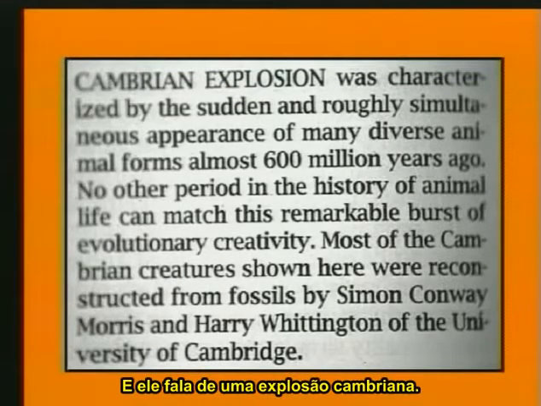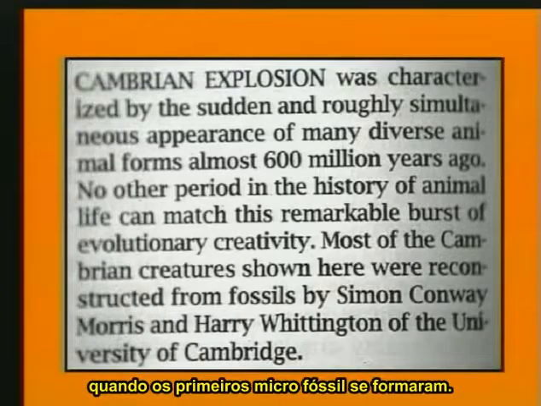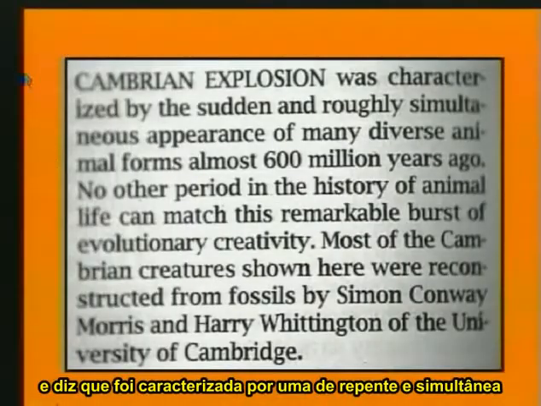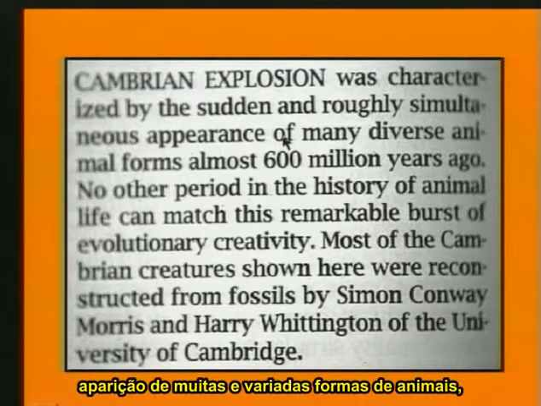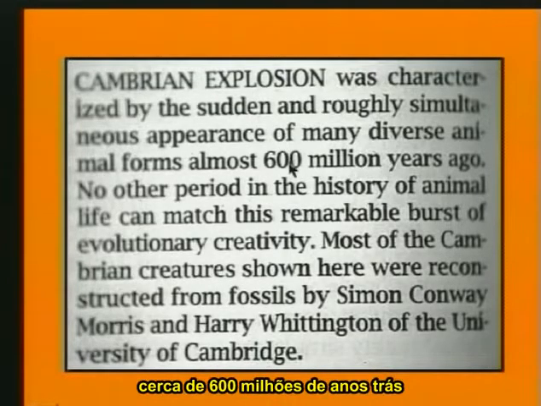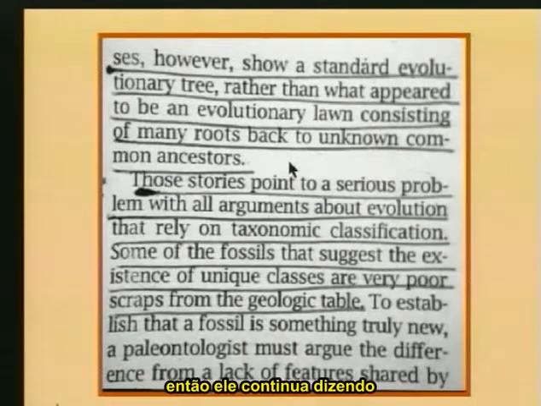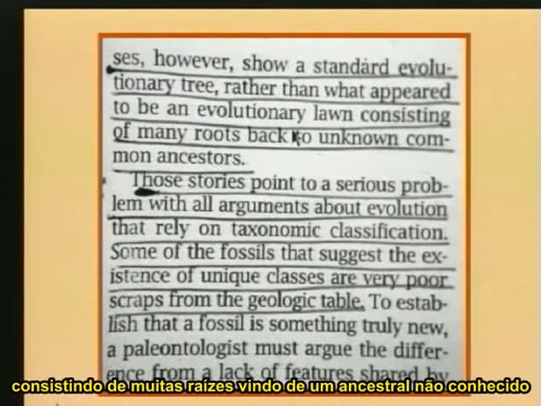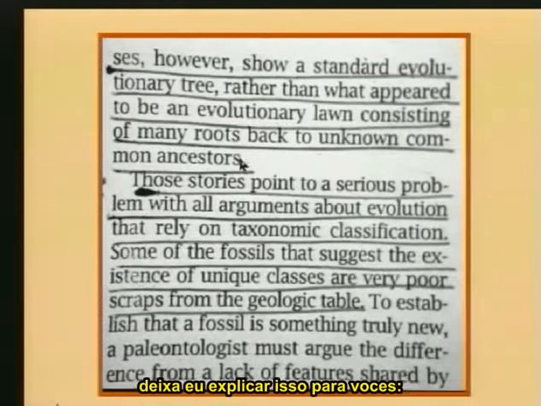He talks about the Cambrian explosion. Now remember, the Cambrian is that layer at the bottom when the first macrofossils formed. It says it was characterized by the sudden and roughly simultaneous appearance of many diverse life forms, some 600 million years ago. And then he talks about a standard evolutionary tree, rather than what appeared to be an evolutionary lawn consisting of many roots back to unknown common ancestors.